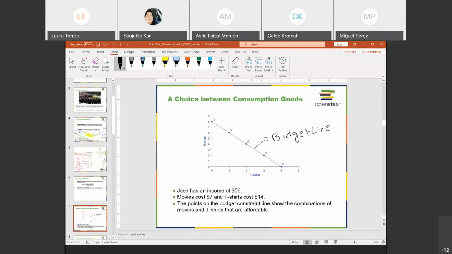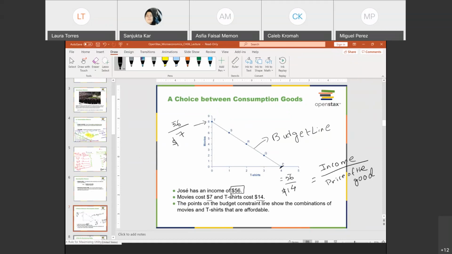Jose has an income of $56. He wants to buy movies and t-shirts. Here, how are we getting this point, which is 4? This is 56 over 14. I'm dividing the income by the cost of the good. So the anchor points you are getting by dividing the income over the price of the good.